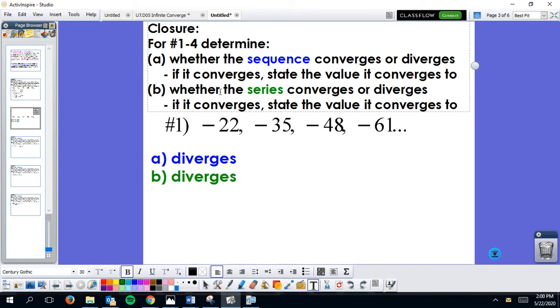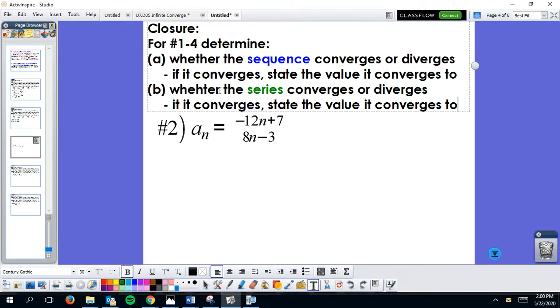Next, I'm going to have to fix this typo on every page because I had just duplicated it. All right, so number 2.